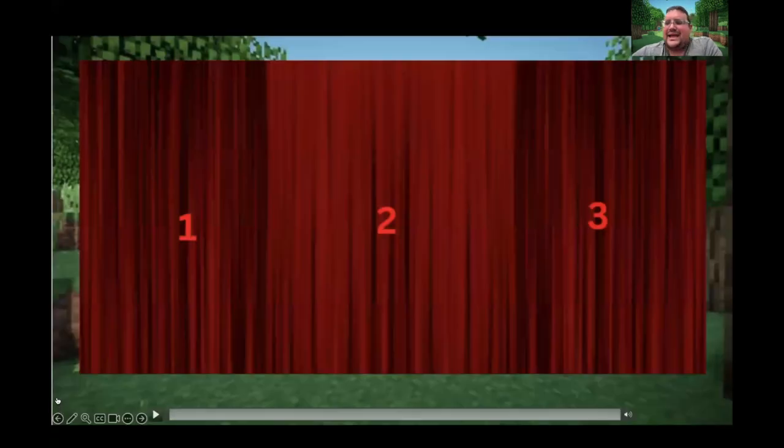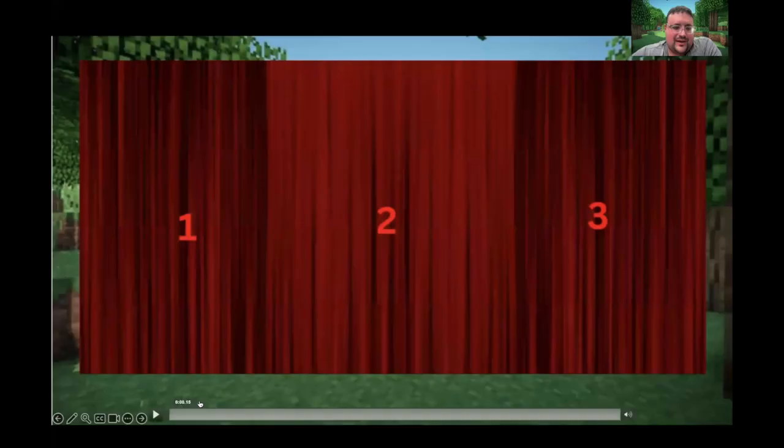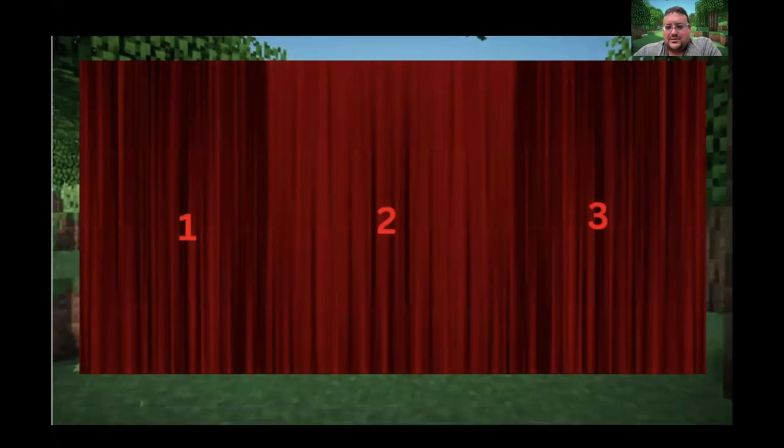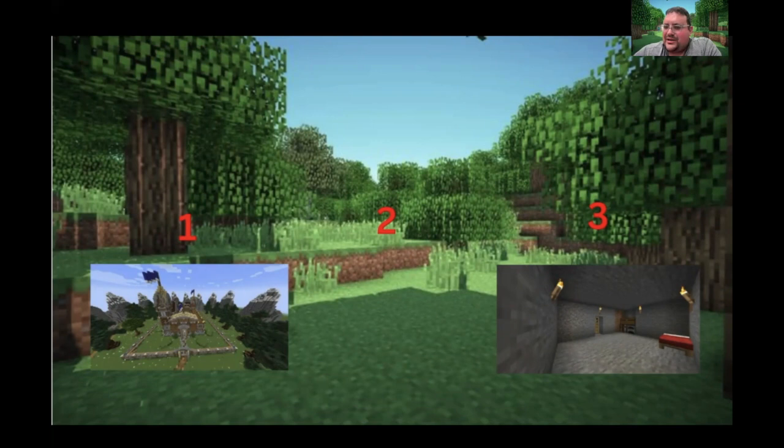All right, time to make your last choices. Are you going to choose curtain number 1, curtain number 2, or curtain number 3? Try not to pick the one without the shelter. All right, are you ready? Last choices. 3, 2, 1. Here we go. Let's see what it is. And there it is. Number 1, you have a castle shelter. Number 3, you have an underground shelter. And if you picked number 2, unfortunately, you didn't get any shelter.